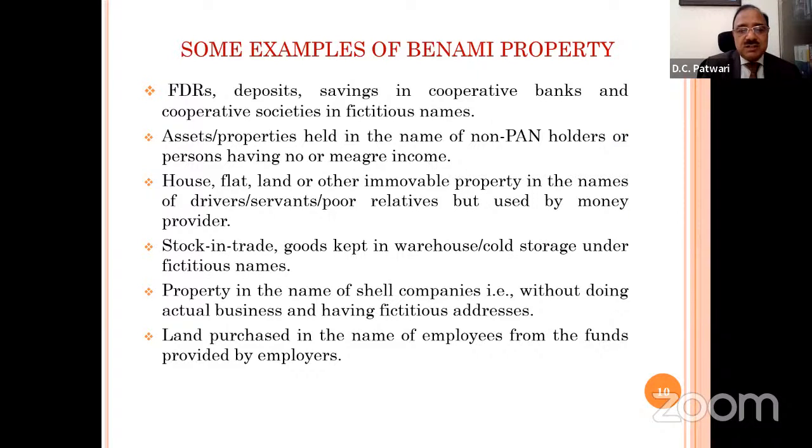Stock in trade, goods kept in warehouse, cold storage under fictitious names. There are many cold storage and warehouses where goods of other companies or other businesses are kept. If those are kept in fictitious names, then those are also Benami properties. Property in the name of shell companies, that is without doing any business and having fictitious addresses. So those properties also will be Benami properties.